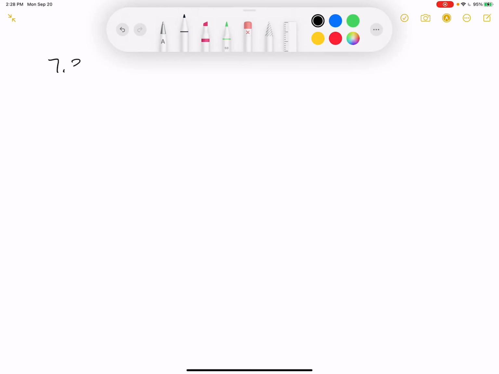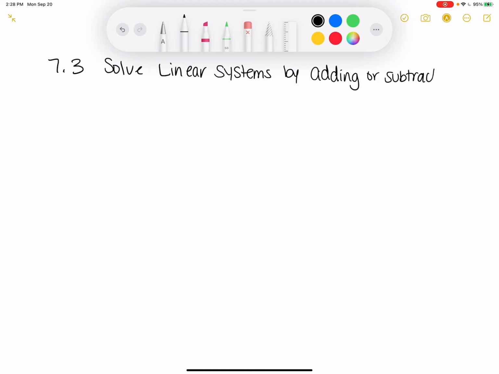So 7.3 is solve linear systems by adding or subtracting. Okay, so this is just another method to do what we've been doing. Sometimes I will tell you you have to use a certain method. Sometimes I'll say you can use whichever one your favorite is. Okay, this one tends to be my favorite, personally.